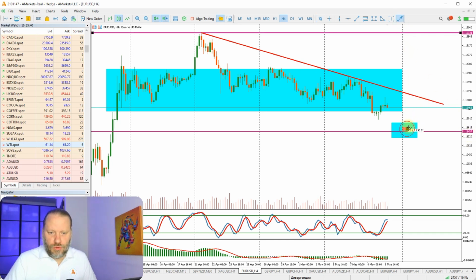If you trade manually, you can buy from here and make money on the growth. If you're trading with a robot, this could be some local point where you can lock in profits and stop the robot.